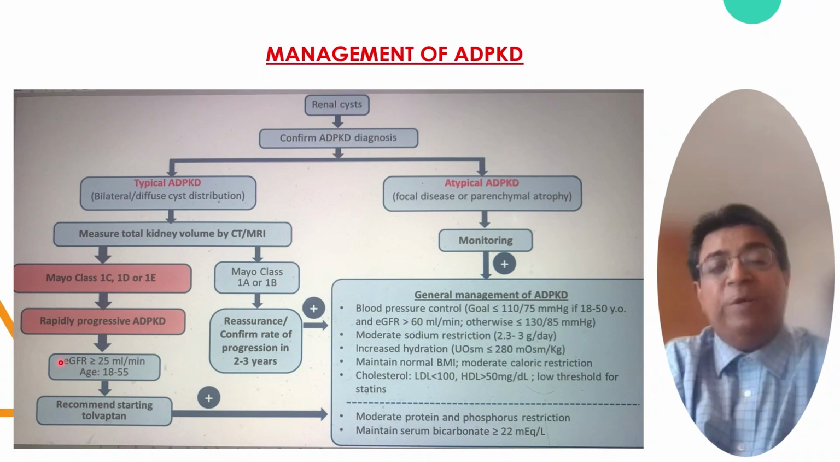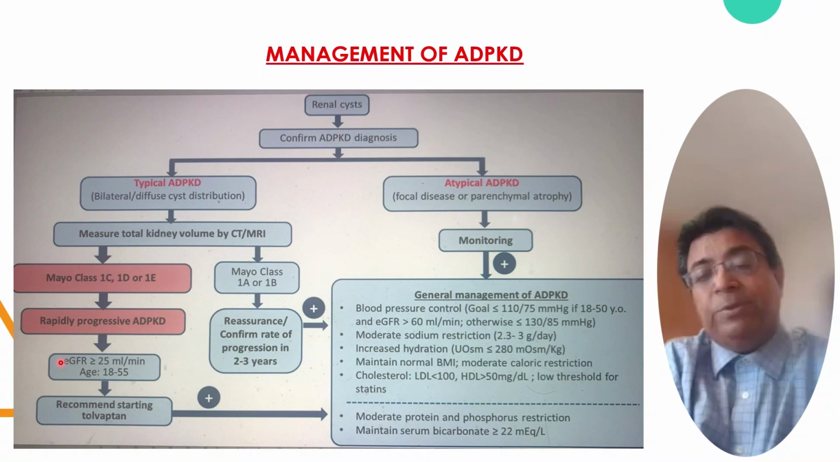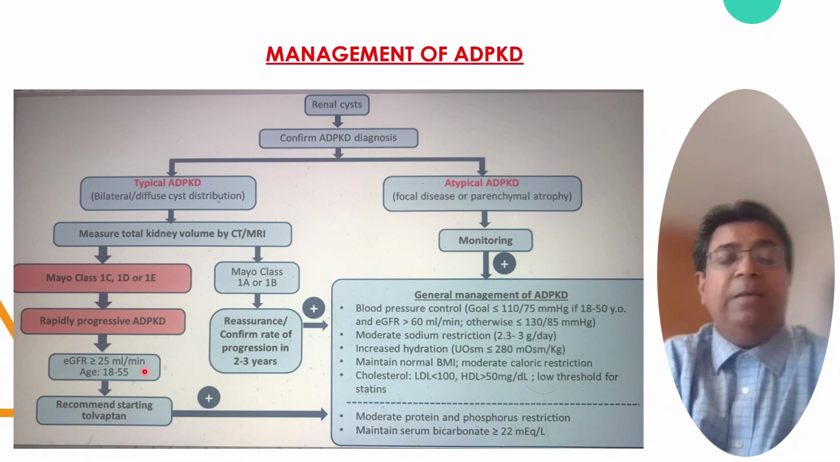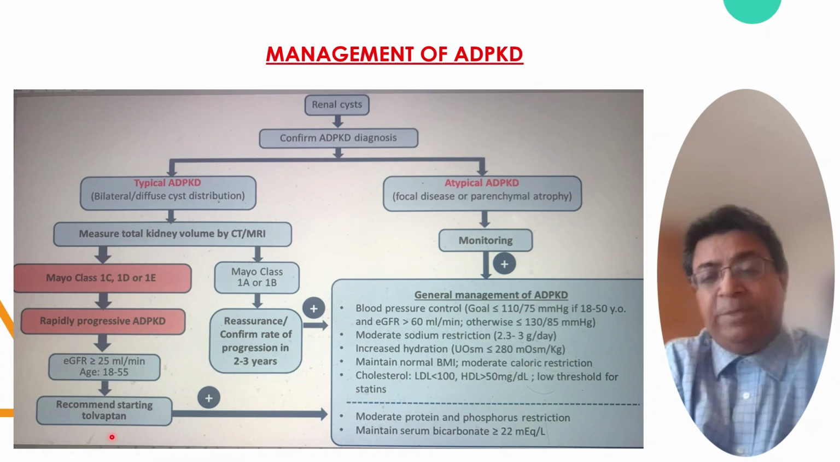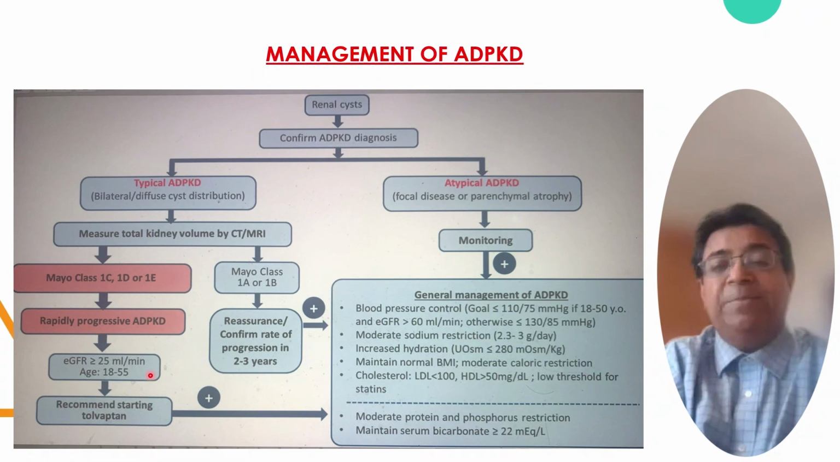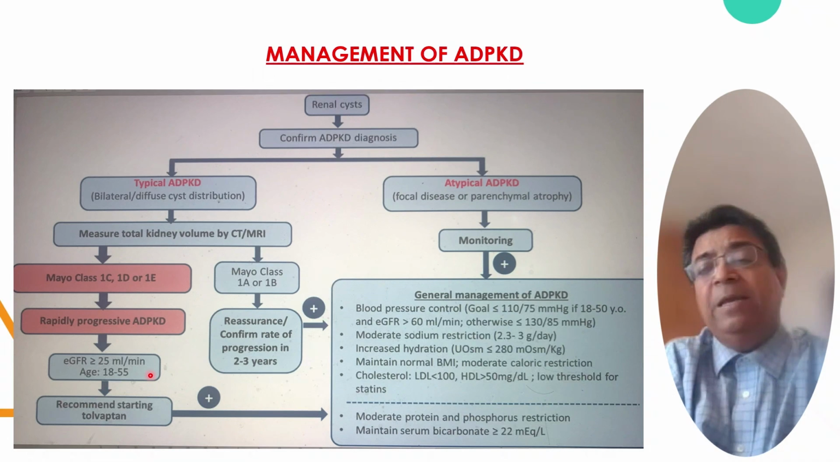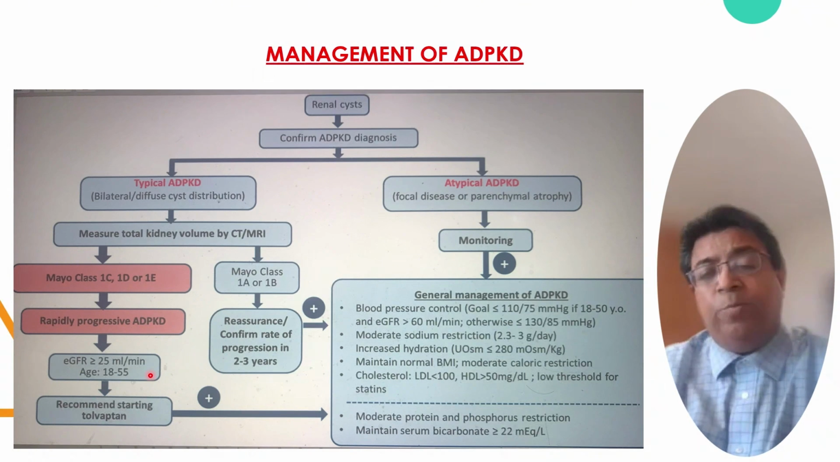If your GFR is greater than or equal to 25, and your age is 18 to 55 years, then you should consider tolvaptan. In patients who are younger than 18 or older than 55, the risk-benefit ratio of tolvaptan is uncertain. And in fact, the ADPKD disease may actually be quite stable, especially if they're in their 70s or 80s, and monitoring may be more appropriate.